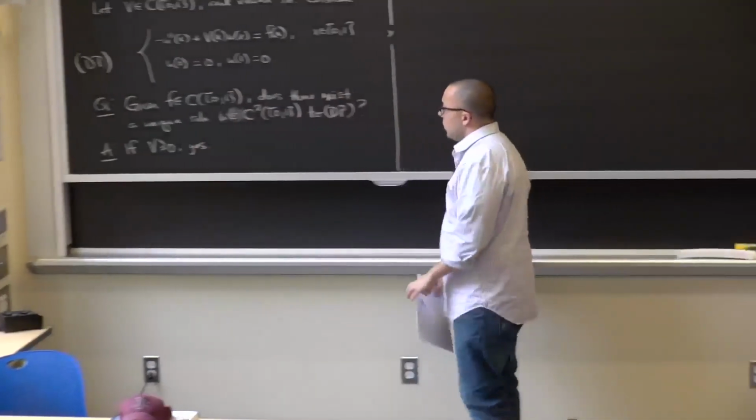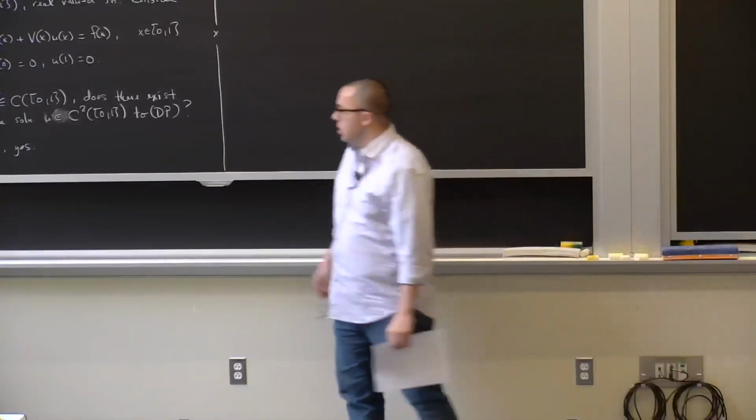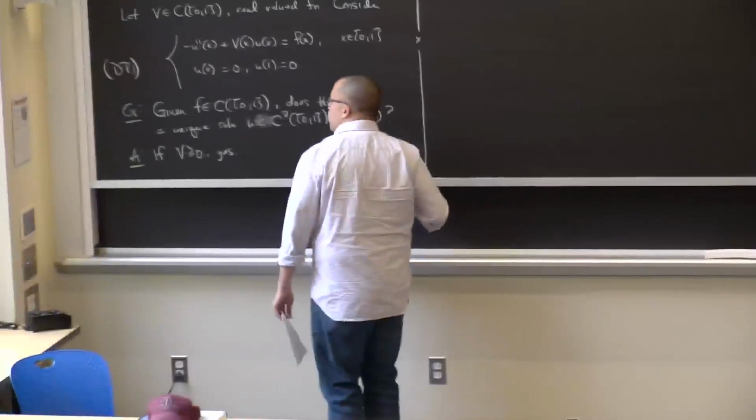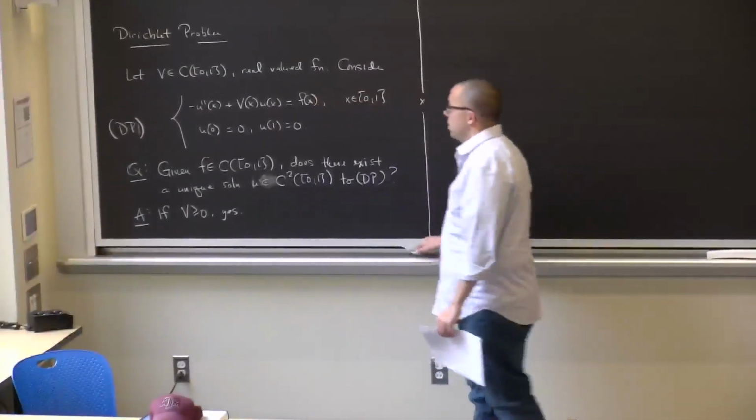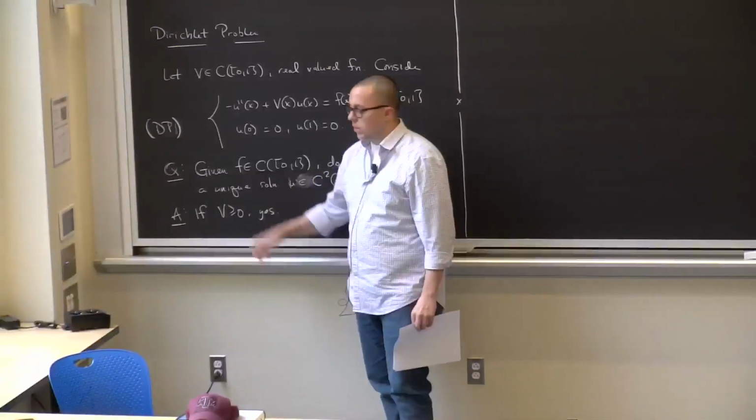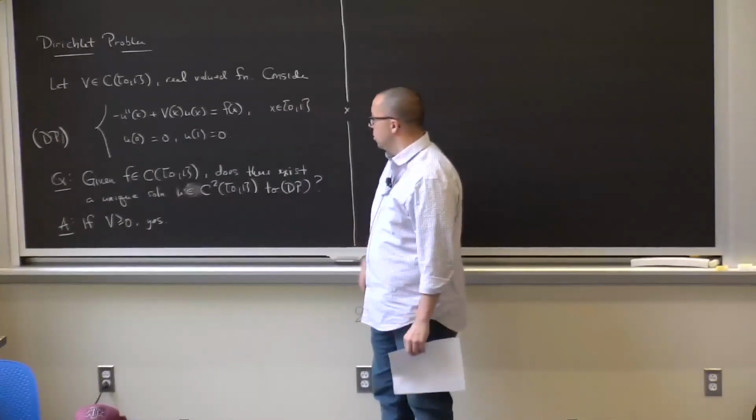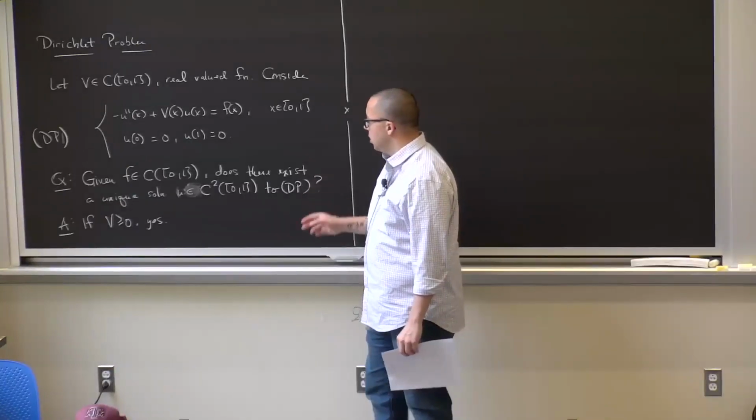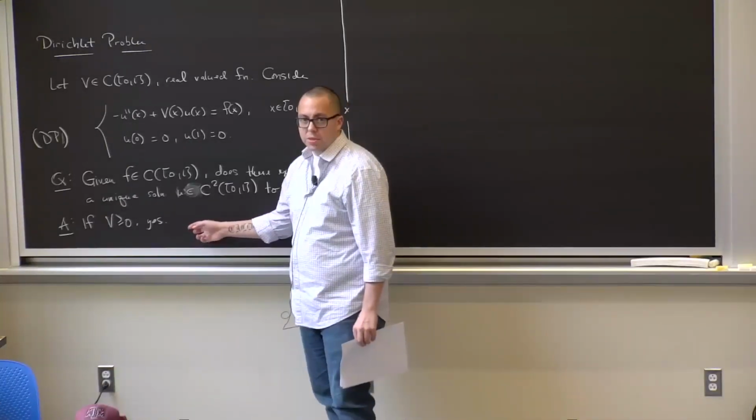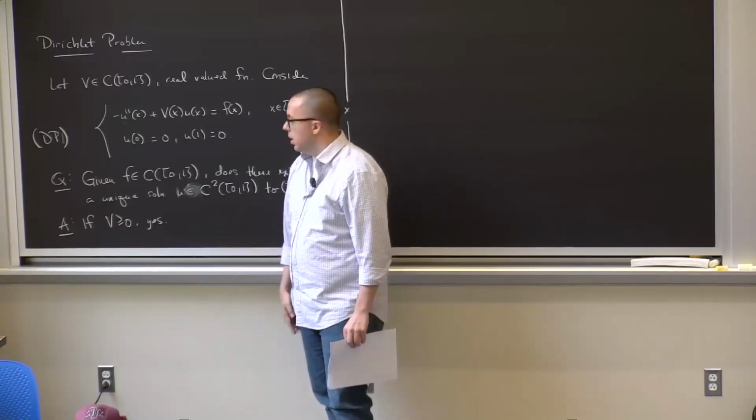If V is not necessarily non-negative, then the answer is it depends on f. But given any f, does there exist a unique solution to the Dirichlet problem when V is non-negative? The answer is yes. And this is what we're going to prove. This is the main goal of this section.